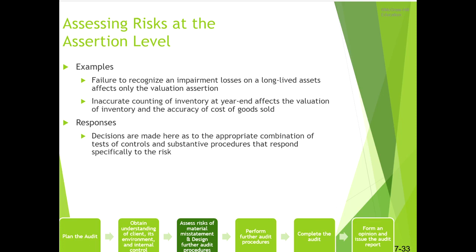And then the response would be thinking about how we're going to balance testing controls and substantive testing around the risk, right? If there are good controls that are designed, then we'll look to test to see if they are operating well. And then we might be able to reduce some of our substantive procedures, or we have to do more, right? As we get deeper into this and put applications on these, you'll see how this plays out. But this is, at a high level, what we need to do in terms of dealing with risks at the assertion level.